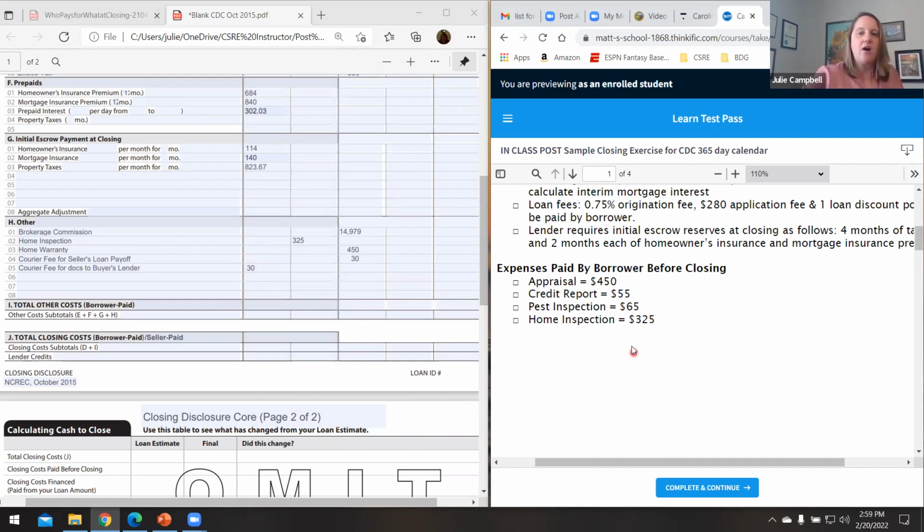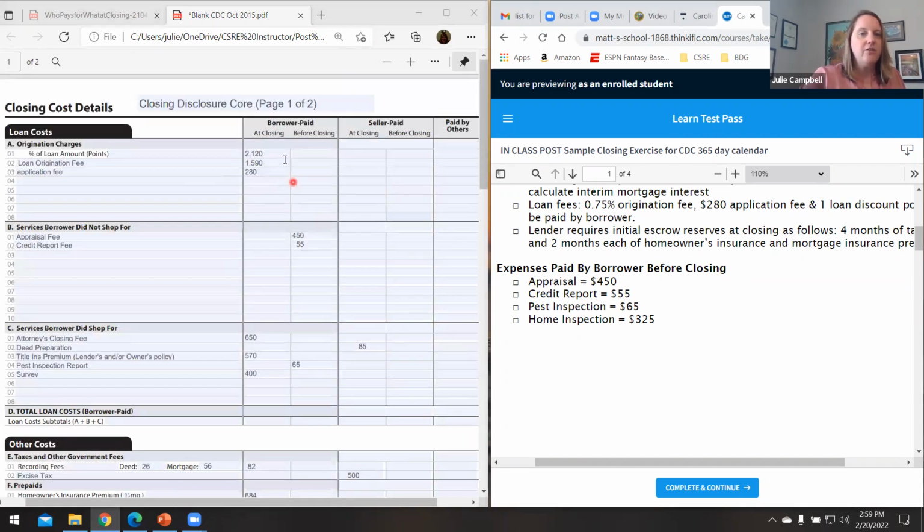Because if you put it in this column, you're charging your buyer again for appraisal and credit report. They've already paid it. So everybody see this, buyer paid before closing. This is not the column you're going to be tested on. This is the column you're going to be tested on. This is your buyer paid at closing and your seller paid at closing columns.